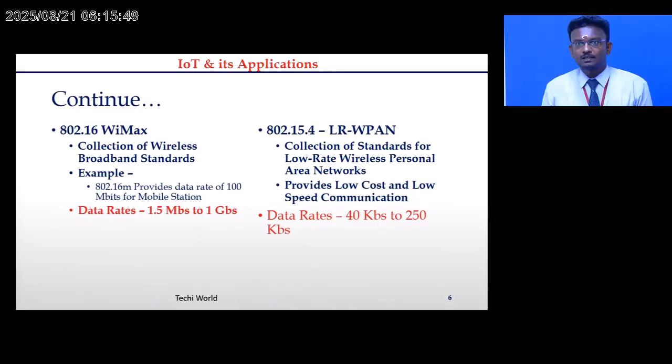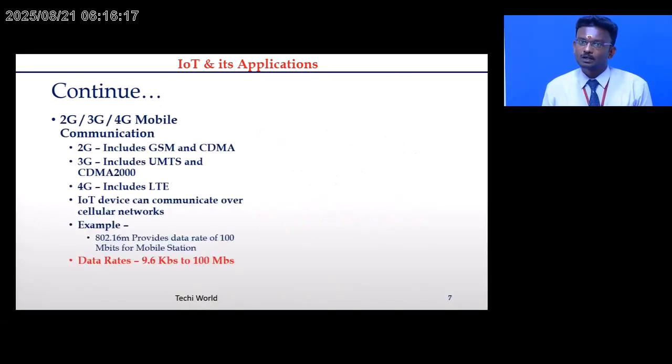And the third protocol, WiMAX. Even compared to Wi-Fi, if we are planning to use a minimum data rate, then we can choose 802.16 WiMAX and 802.15.4 LR-WPAN. It is a collection of low-rate wireless protocols. Low rate in the sense that if your data rate is below Mbps, then we can choose this LR-WPAN protocol.